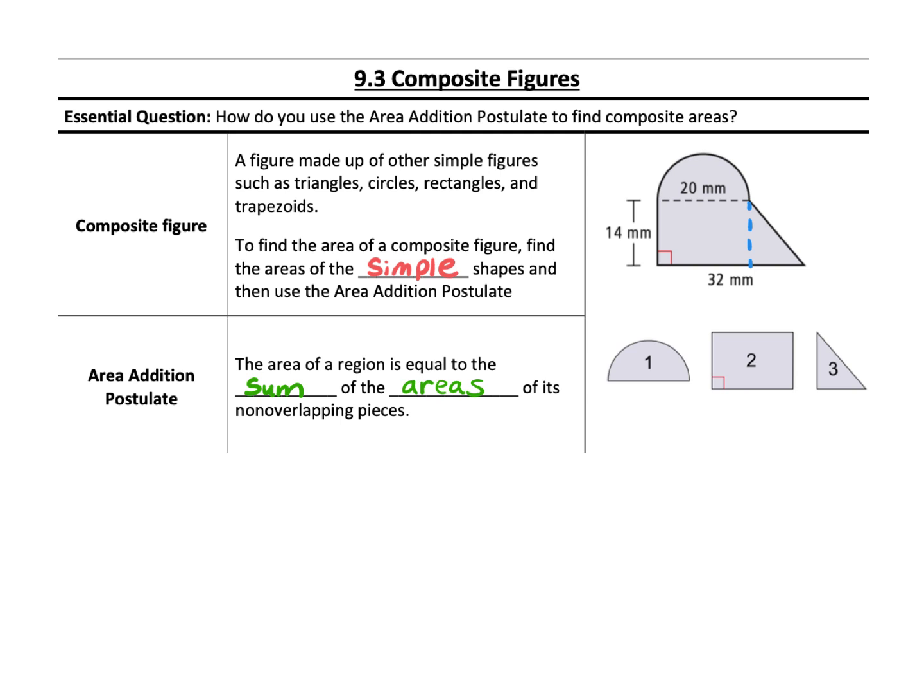Well, if we can find the areas of the half circle, the rectangle, and the triangle separately using the area formulas for those shapes, we can then find the area of the region by just adding those together. The area addition postulate tells us that the area of the region is equal to the sum of the areas of its non-overlapping pieces. So you do have to make sure that when you're dividing up your composite figure, none of your pieces overlap, or you'll be double counting the area.